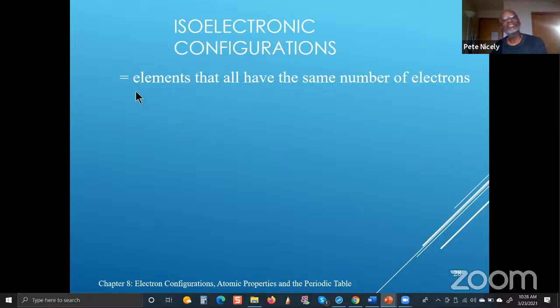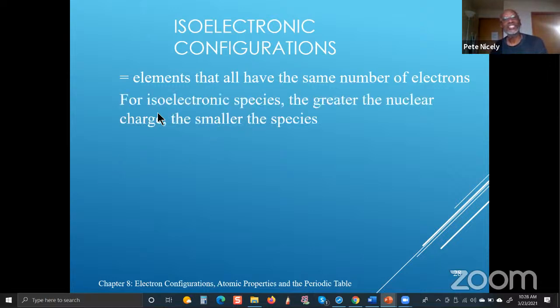Well, basically that means different structures that have the same number of electrons. We're going to talk about it with respect to atoms and ions, but this can also apply to molecules and polyatomic ions as well, but we won't get into that discussion. When you see a series of isoelectronic structures, what you'll find is that the greater the nuclear charge, the smaller would be the size of that particular ion or atom.